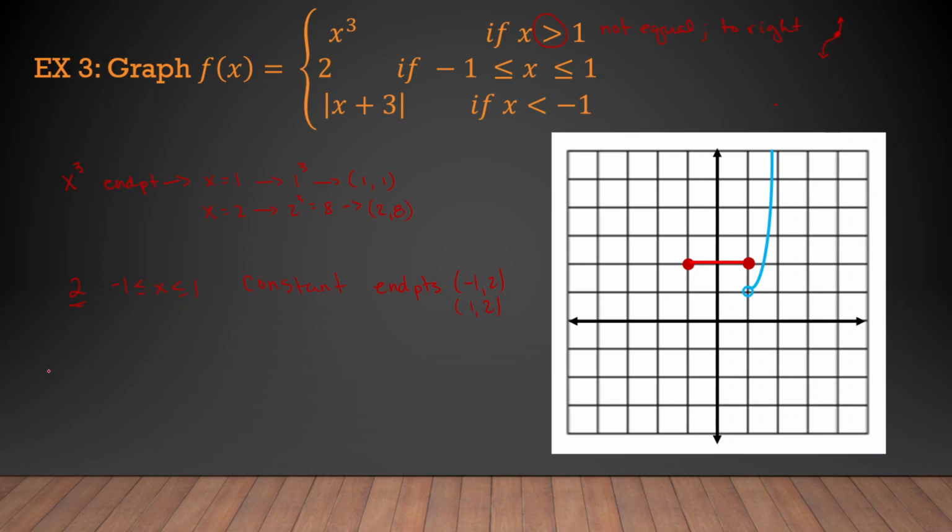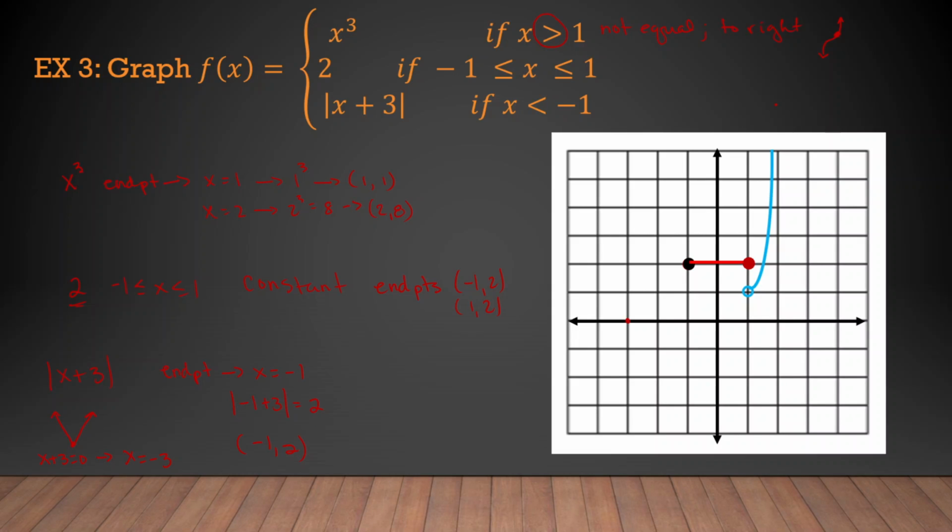All right, the last piece is an absolute value, so it's going to make a V. Notice the point on the V here will be where x plus 3 equals 0, which is at x equals -3. So that's going to be right here. But again, I'm going to start by finding the endpoint. So that'll be when x is equal to -1. So I'll have -1 plus 3, and that'll equal 2.